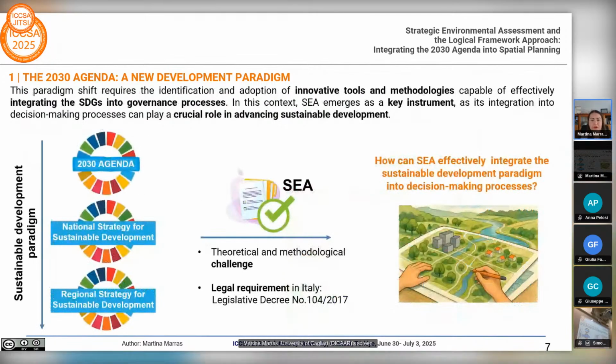So this paradigm shift required the identification and adoption of innovative tools and methodologies capable of effectively integrating the SDGs into governance processes. And in this context, the SEA emerges as a key instrument, but this represents not only a theoretical and methodological challenge, but in countries such as Italy, also a legal requirement. Here, the sustainability paradigm is articulated across multiple governance levels: at a global level through the 2030 Agenda, at the national level through the National Strategy for Sustainable Development, and at the regional level through the various regional strategies for sustainable development. And collectively, the law affirms that these frameworks provide the reference context for environmental assessment.